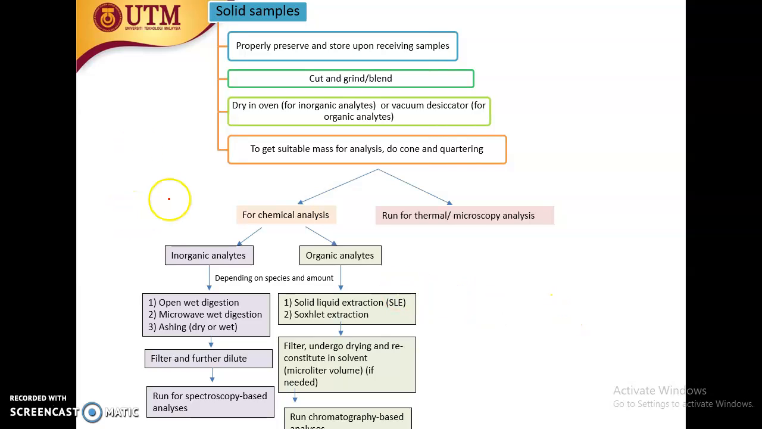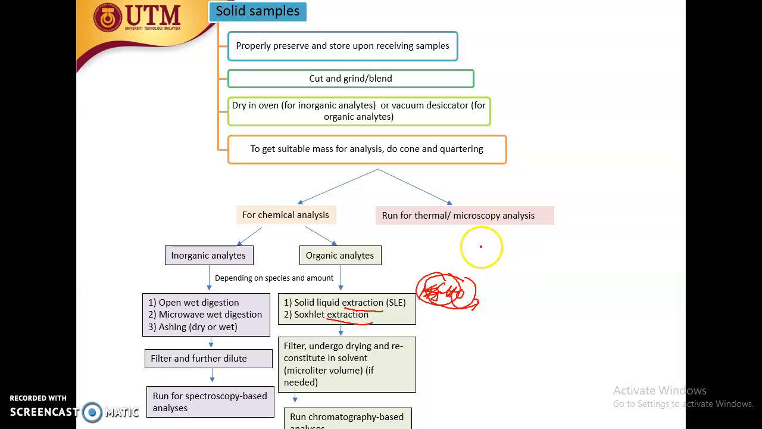Therefore, the sample preparation for organic analytes usually consists of extraction, whereby we extract the analyte out from the sample. For example, we have CHO over here. We extract out the CHO using room temperature setting and also weak acid or weak base. That's all, because we don't want to destroy the CHO. We only want to separate the CHO out of the sample.